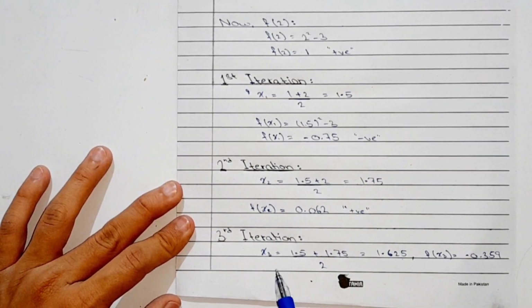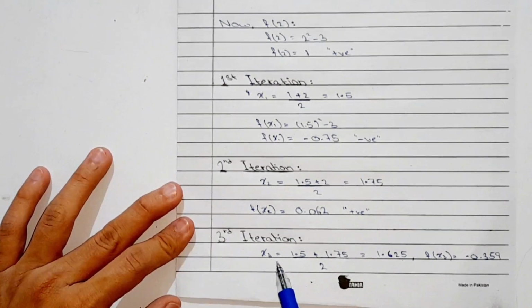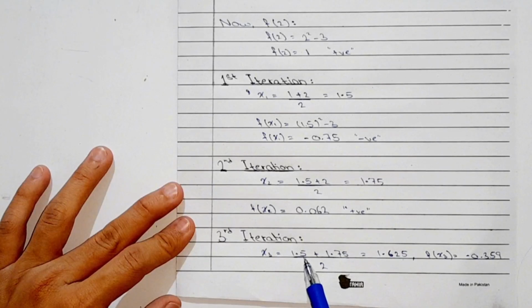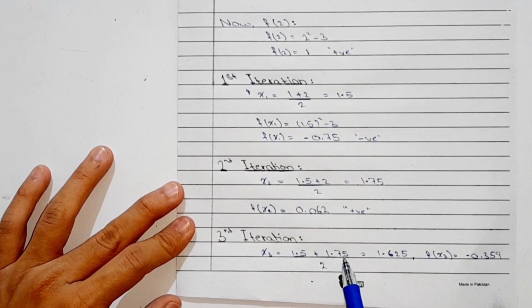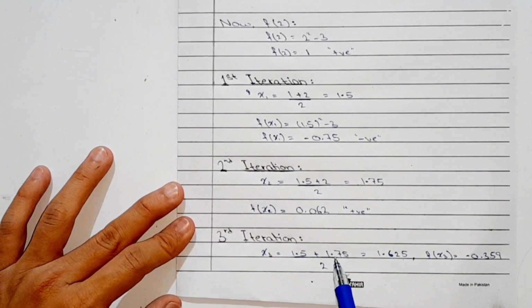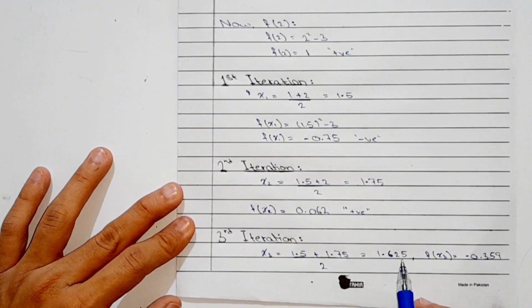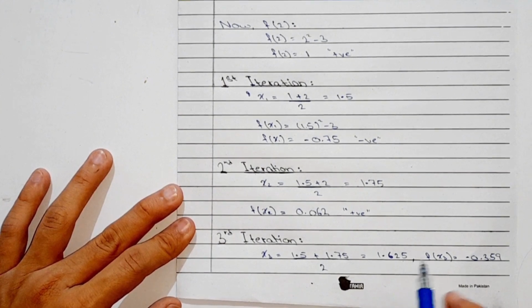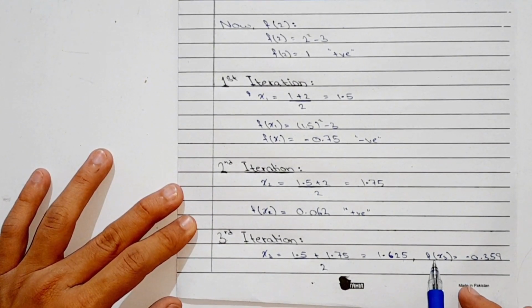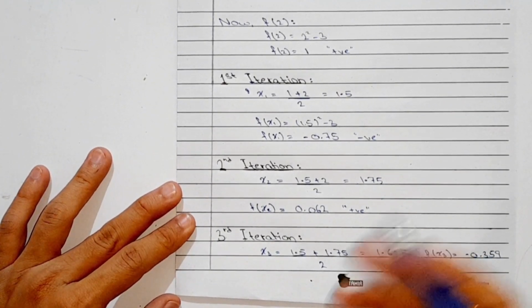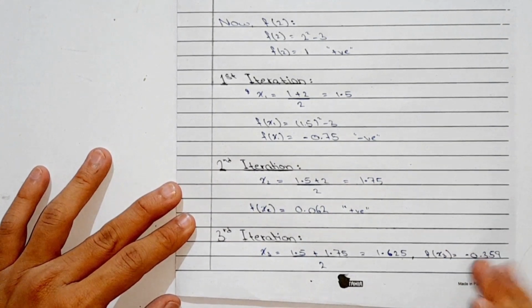Now, in the third iteration, we are going to find x3 by taking the average of 1.5, which remained the same as before, and 1.75, which we replaced with the value of 2. The average is once again found, which is 1.625, and we have put it in the function of x and got a negative value. So these steps will continue repeating until we have found the root.